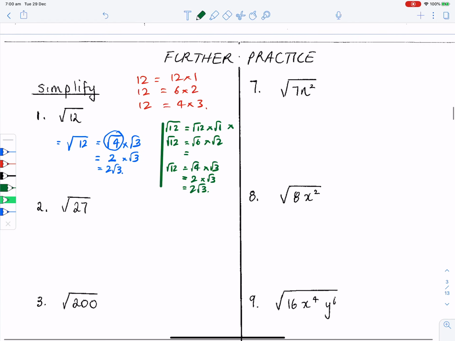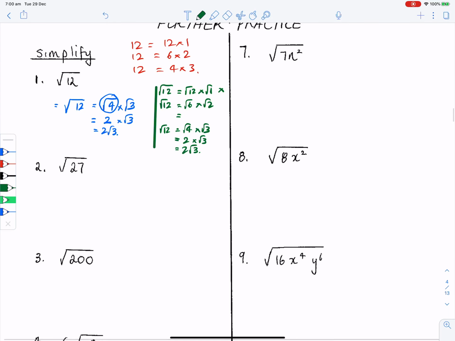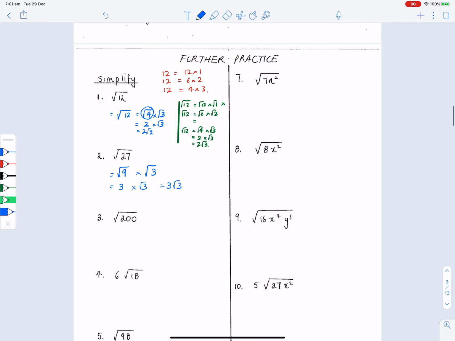Okay. Next one, root 27. Root 27, let's have a look. That one there can be 9 and 3. Now, root 9 is 3. So that's our final answer. Root 200.